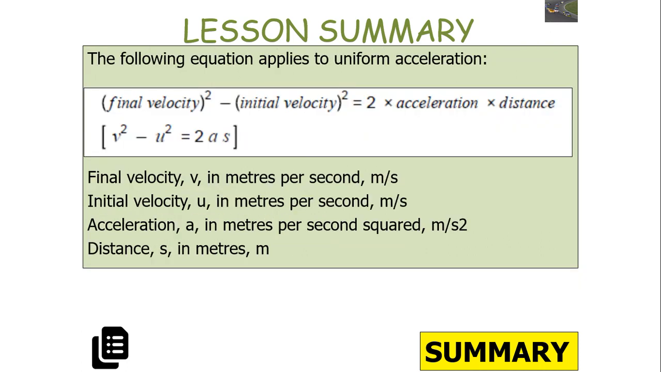And then finally, you can use the following equation, which links to uniform acceleration, constant acceleration: final velocity squared minus initial velocity squared equals 2 times acceleration times distance, or v squared minus u squared equals 2as, the SUVAT equation.